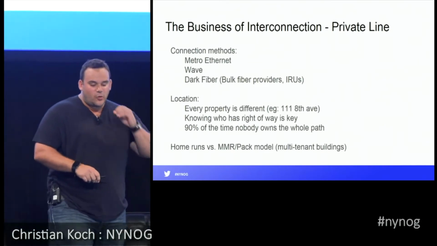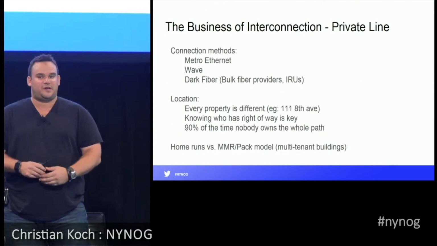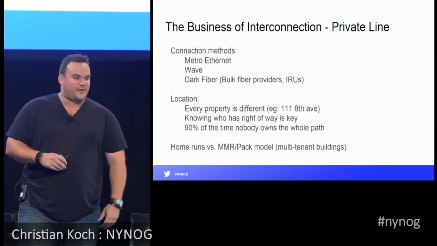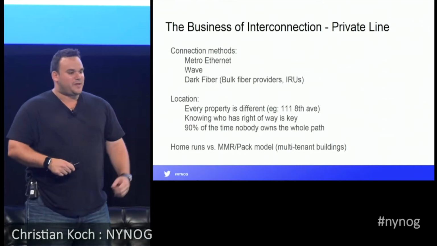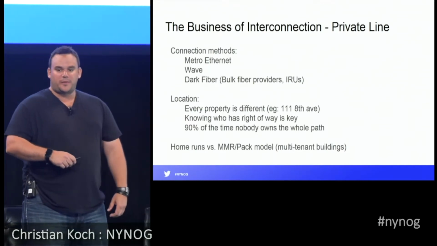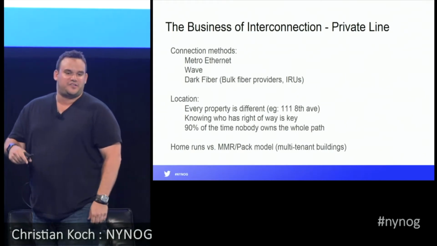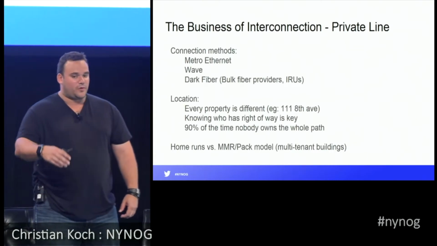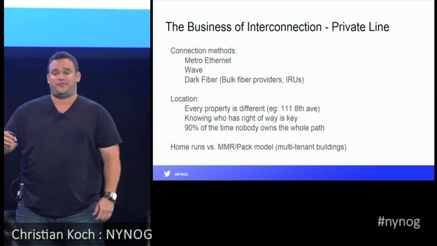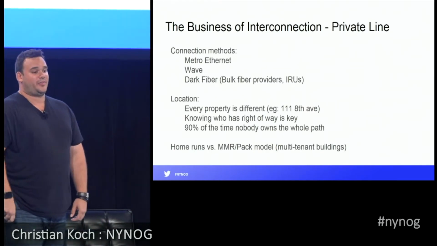As in knowing who has the right of way. If anybody's familiar with 111 8th Ave, 60 Hudson, yeah? Very tricky buildings to navigate. You might be in one suite, and someone you want to peer with privately is in a suite across the hall, and that cross-connect might cost you $700 a month. Or there might be an internet exchange that's co-located a floor beneath you, and might cost you $800 a month to get to that floor.